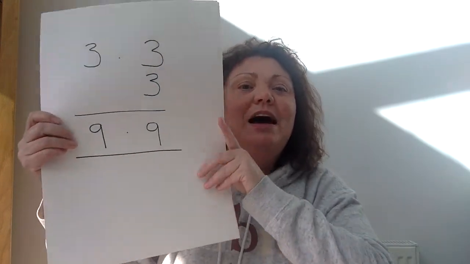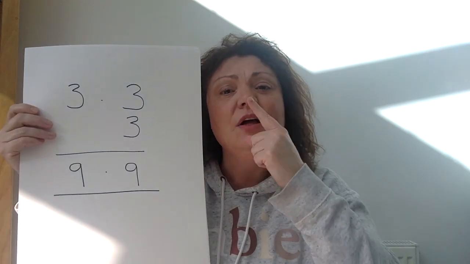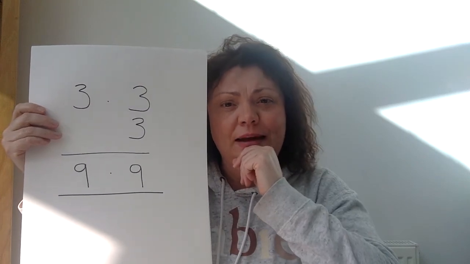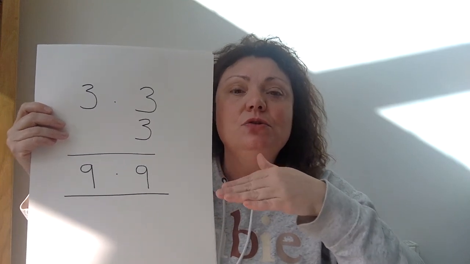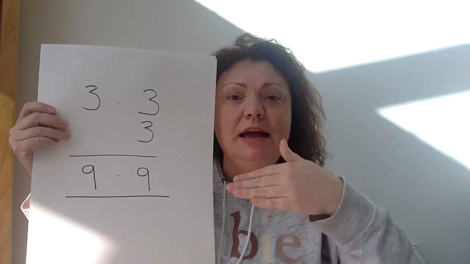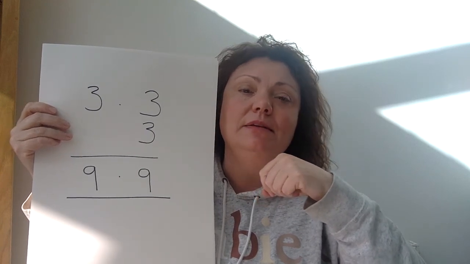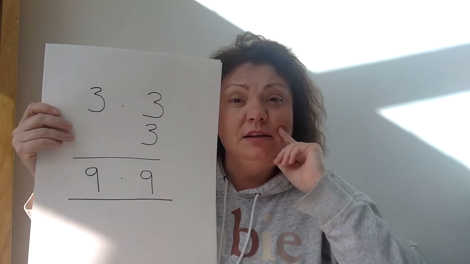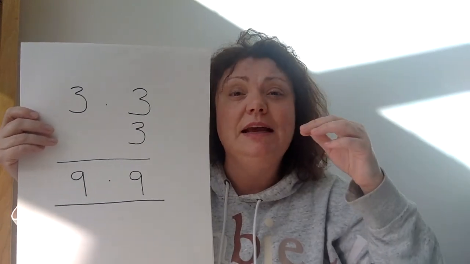Okay, so I have got an example here. We have got 3.3 multiplied by 3. And what I'm going to do is do this like a normal multiplication. I am going to ignore that decimal point to start with. So just pretend it's 33 multiplied by 3. So just ignore that decimal point. We're not going to do anything with that decimal point yet, okay?